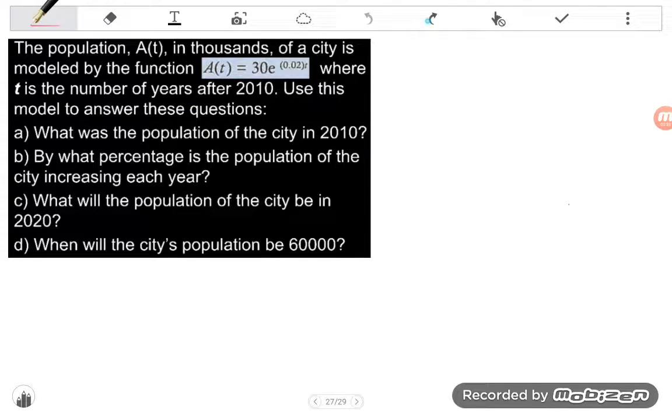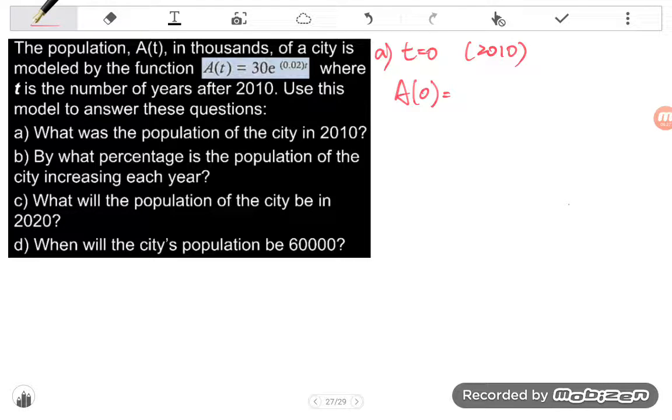We can think about this as maybe a group of scientists trying to predict population. They're doing research on population, and they start in the year 2010. So if you look at question A, what was the population in 2010? The t represents the number of years after 2010. But 2010 is after how many years? It's after 0 years, right? So my t is equal to 0, which is 2010, because the t is the number of years after 2010. And they want us to find the population.